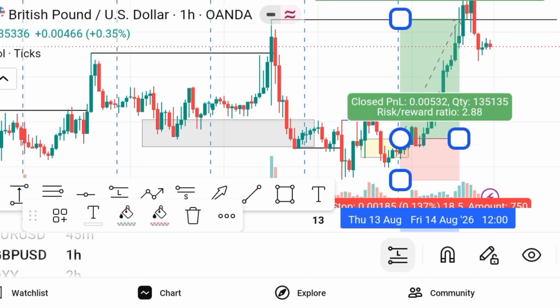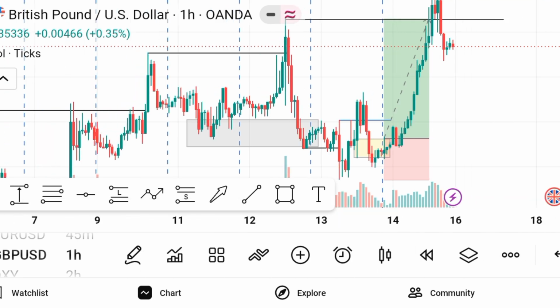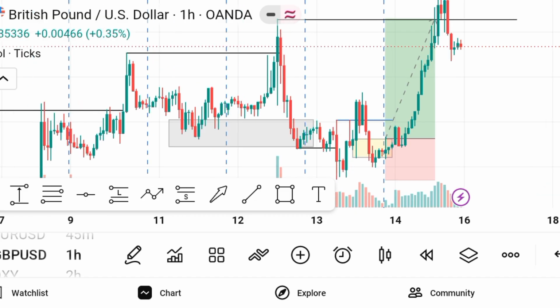How many risk to reward? One risk to reward ratio, almost 3 risk to reward ratio. So this was a very good trade on GBP USD, and this is how to use confirmation entry.